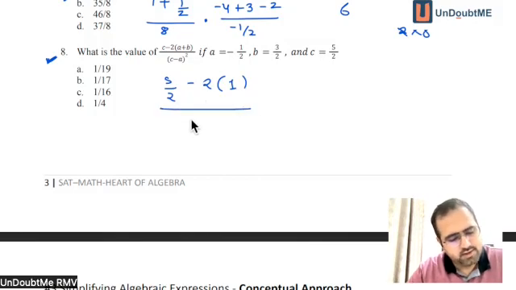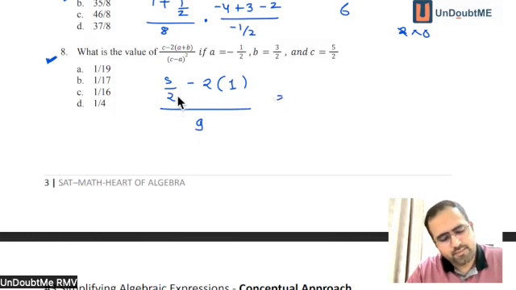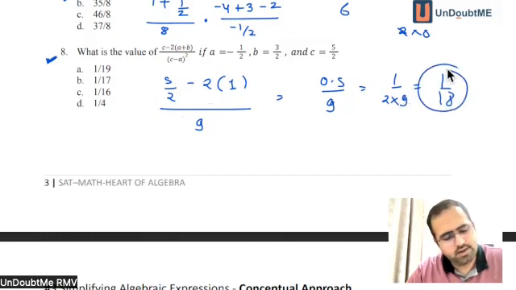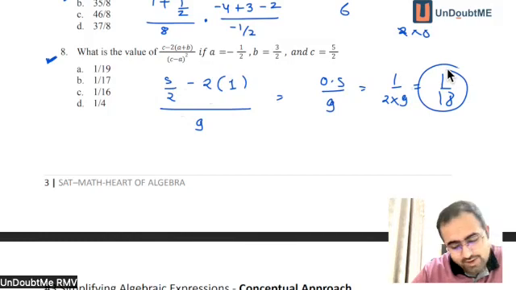Divided by c minus a. C minus a is 5 by 2 minus minus plus. So it will be 2.5 plus 0.5. That is 3. 3 square is 9. 0.5 minus 2 will be 0.5. 0.5 by 9. 0.5 can be written as 1 by 2. So we don't have that in the option.